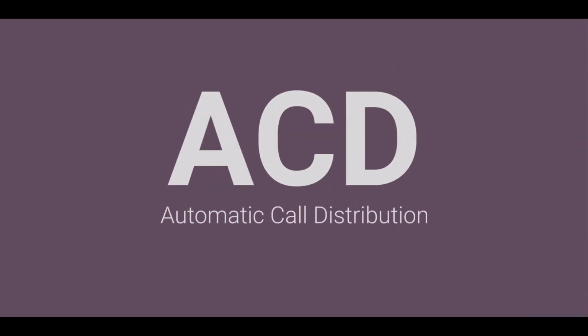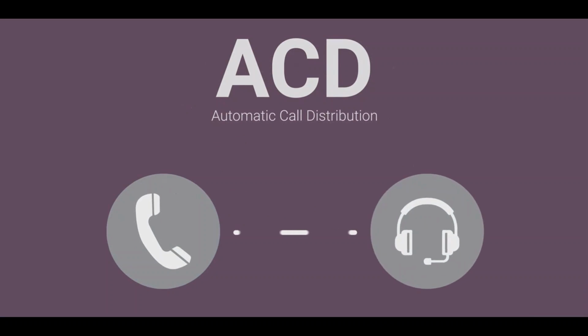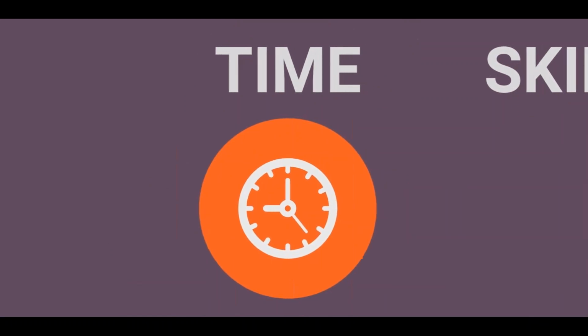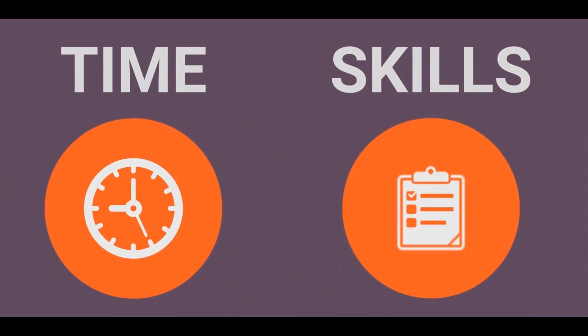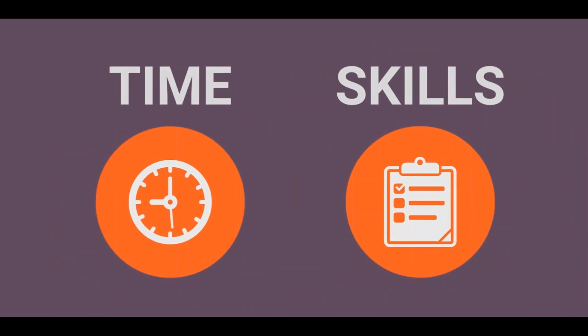Automatic call distribution, or ACD, is the contact center art and science of getting the right call to the right person as quickly as possible. There are 2 main drivers of ACD, time and skills. Time is simply how long the customer has been on hold and which agent has been available for the longest amount of time. Skills refer to agents that have an expertise in specific areas of the business.